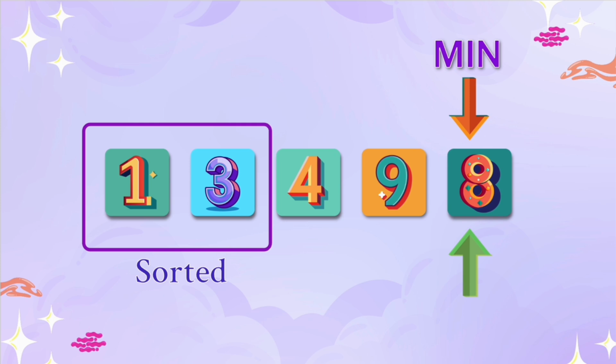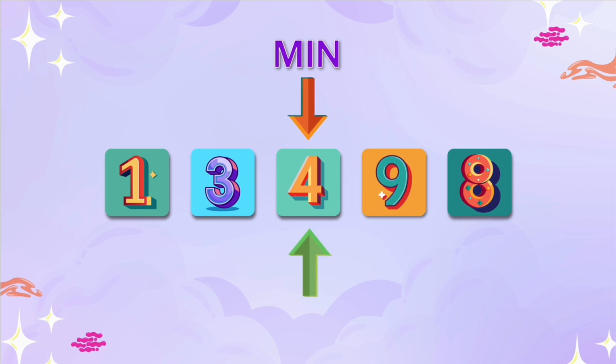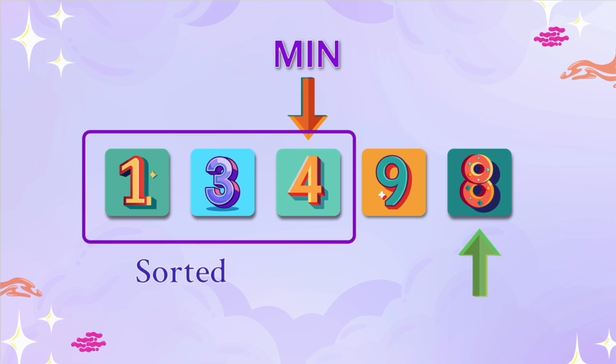In the next step, we assume the first element of the unsorted part, which is 4, is the minimum. We compare the remaining elements with 4 to check if any are smaller, but none of them are. So, we keep 4 in its current position. Now we can say the first 3 elements are sorted, and the last 2 are unsorted.